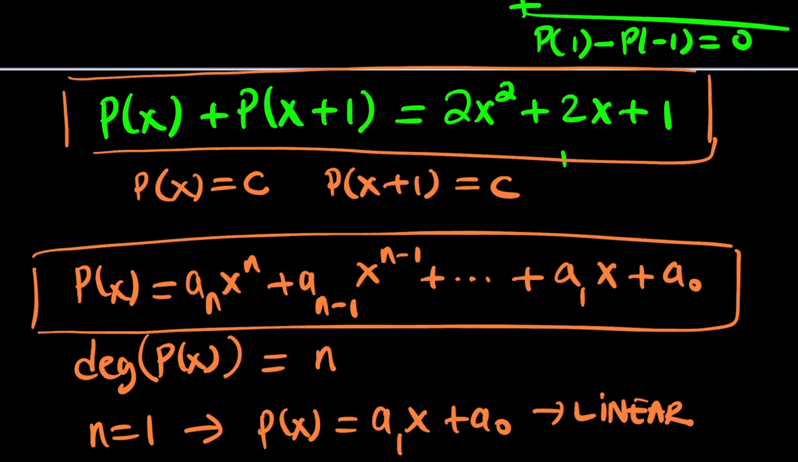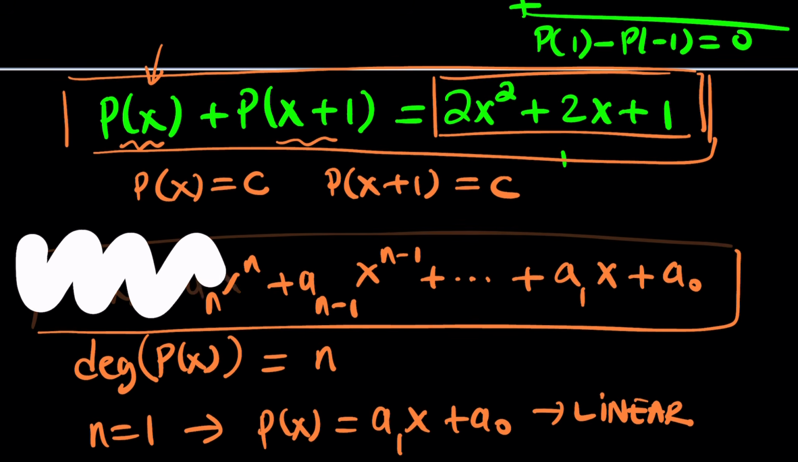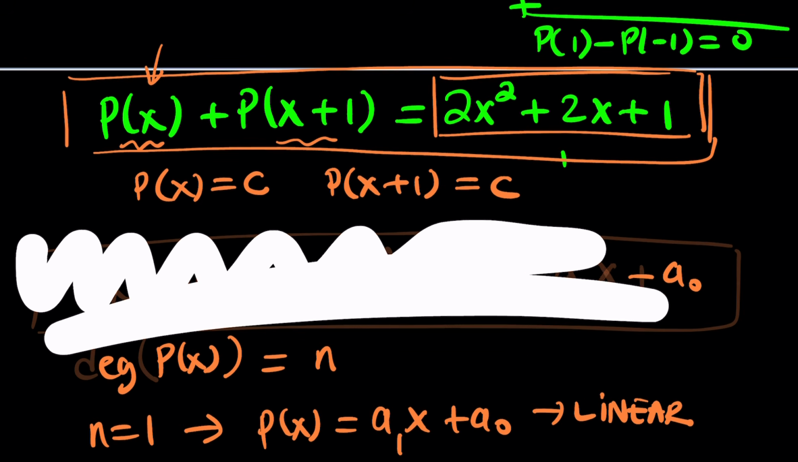But then if you add these up, c plus c is 2c. But it's not going to equal a variable expression. So you do need a variable in p of x so that when you add p of x plus 1, it returns a variable expression. So what does that look like? Okay, well, the constant didn't work.